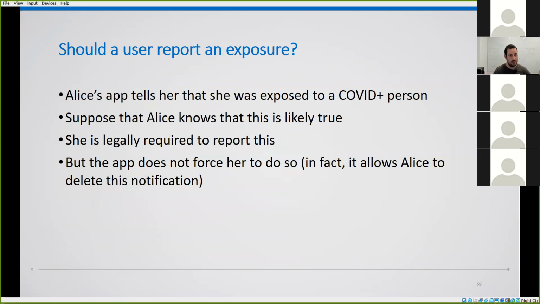And when you build this type of application, there are some legal reasons that we need to think about at least. For example, should the user report an exposure? So if Alice gets an exposure notification, and Alice knows that this is likely true, at least in Israel, she's legally required to report it to the government. The app, however, does not force her to do it in any way, and it will even allow Alice to delete this notification. So this app basically can allow people to break the law, and this is something that might be difficult for people in, for example, the Ministry of Health to accept, but even so, this is something that's very important.